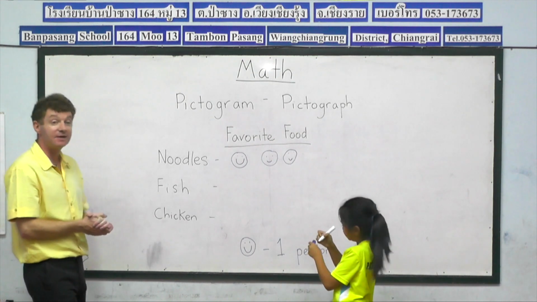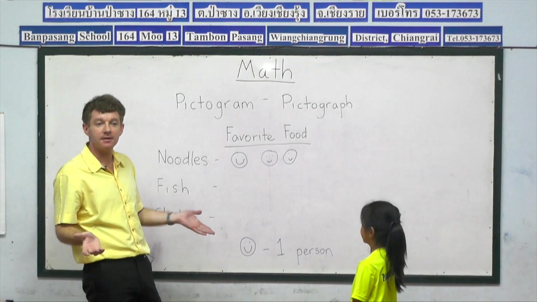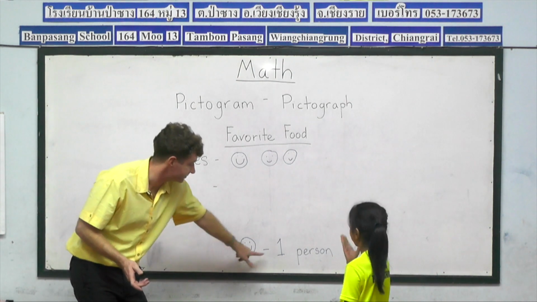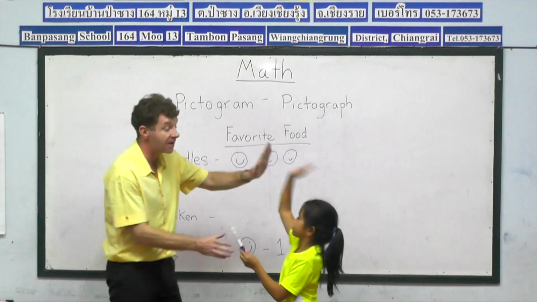Very good. How many smiley faces do we have for noodles? 3. So how many votes does that mean? 3, because one smiley face is one person. Excellent. High five.